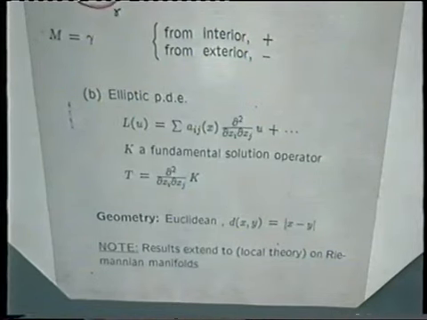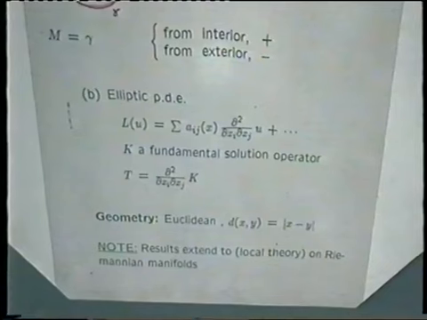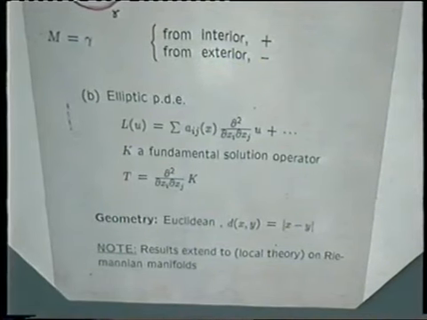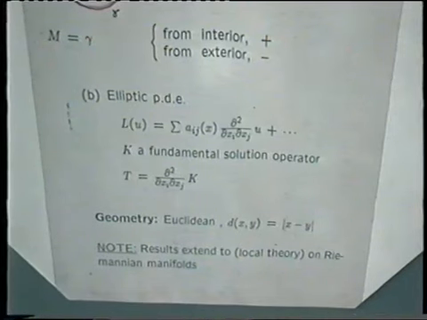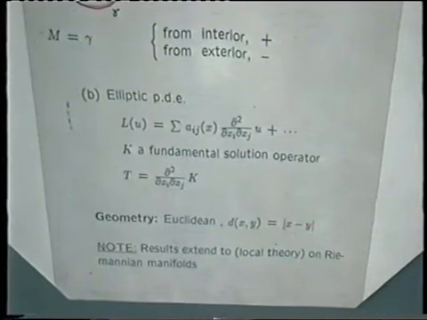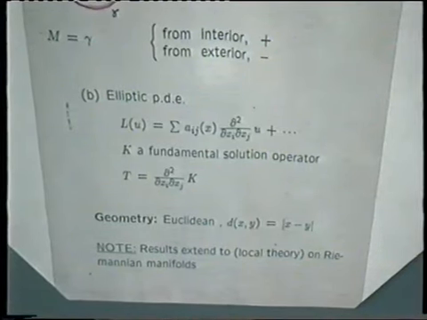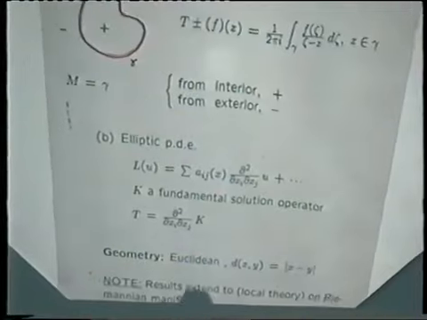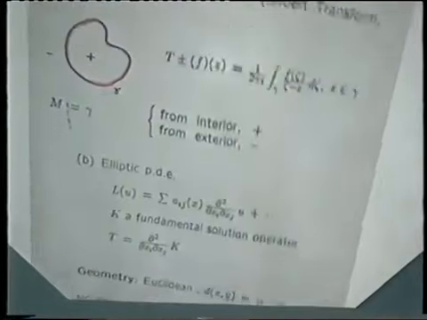And here the geometry, as I said, is the obvious Euclidean geometry. And all of this theory extends very quickly to a local theory, a localized theory on Riemannian manifolds where the distance is now taken to be the Riemannian distance. So that's the first very old picture of this theory, which I want to talk about.